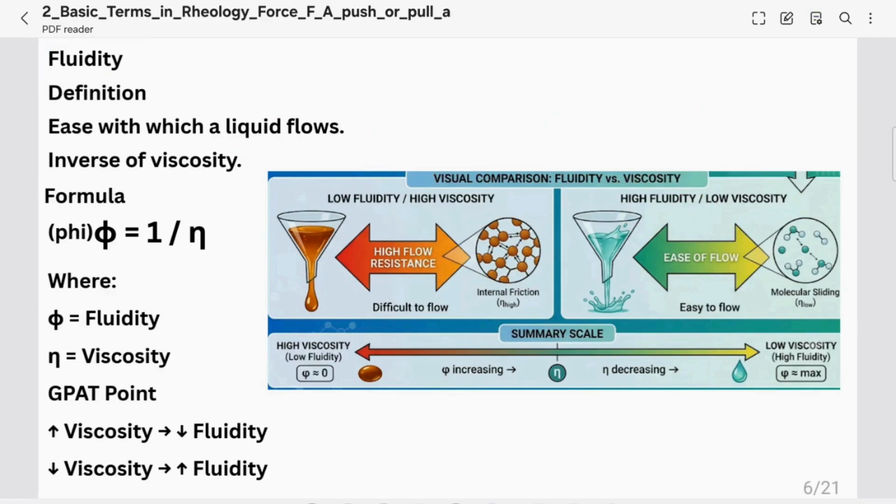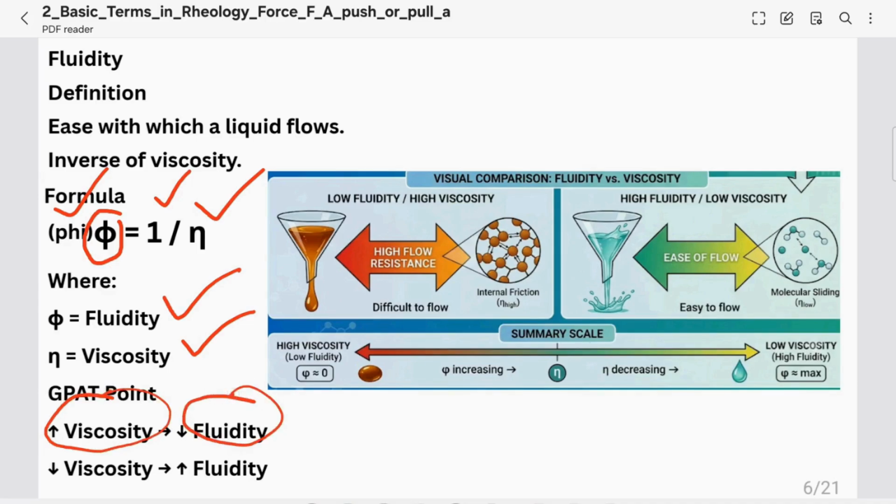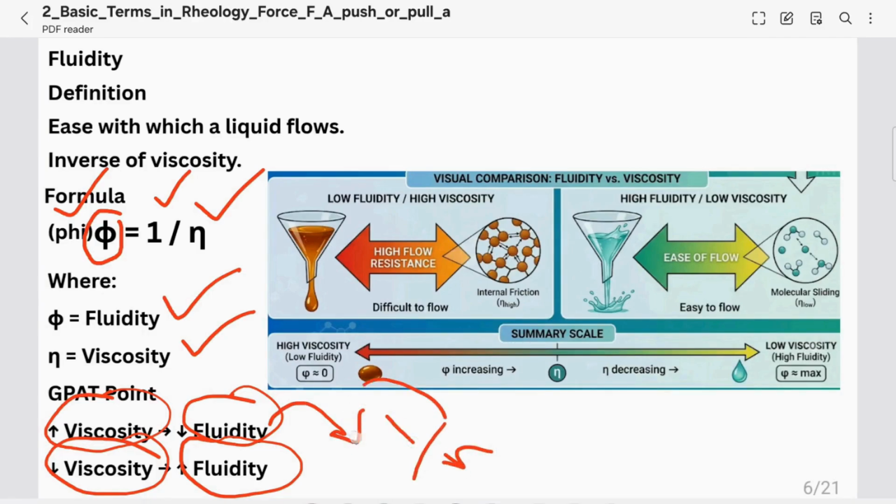Here we can see the equation. Fluidity is represented by the symbol phi, and phi is equal to 1 divided by n, where phi means fluidity and n means viscosity. The point to remember is that when the viscosity increases, the fluidity decreases. When the viscosity decreases, the fluidity increases. That is, fluidity is inversely proportional to viscosity.